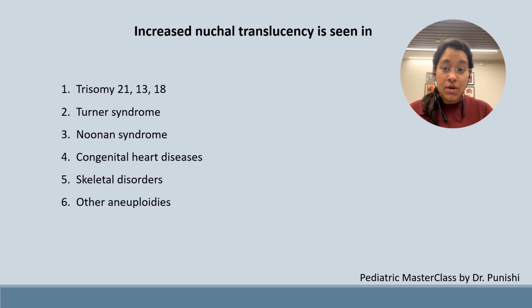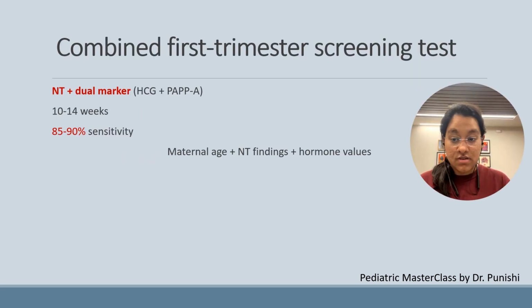So the next test that we have that again can be done in the first trimester is called the combined first trimester screening test. Why is it combined? It's basically a combination of your nuchal translucency and dual markers from the mother's blood. Okay, so the mother's blood is taken and we look for two markers. One is the beta HCG and the second one is PAPP-A, so pregnancy associated plasma protein A. So these are the two markers that we measure in the mother's blood along with the nuchal translucency, which is done between again 10 to 14 weeks of gestation.